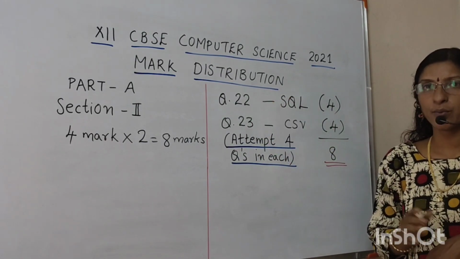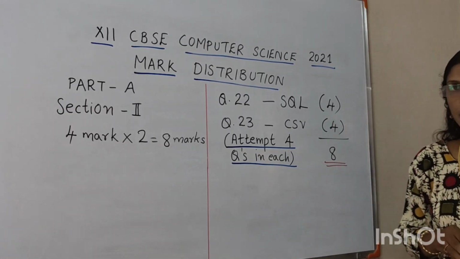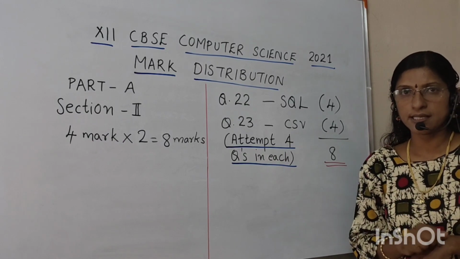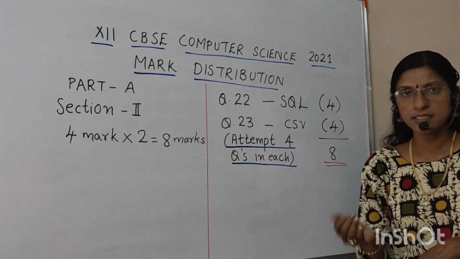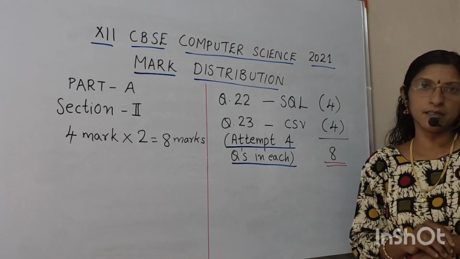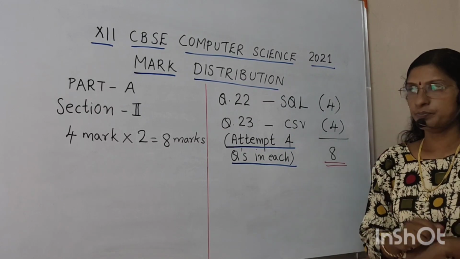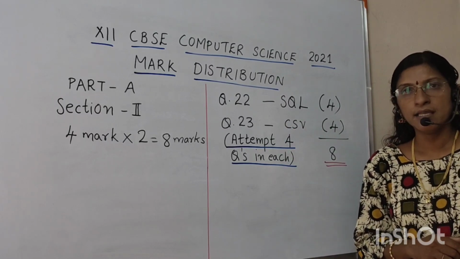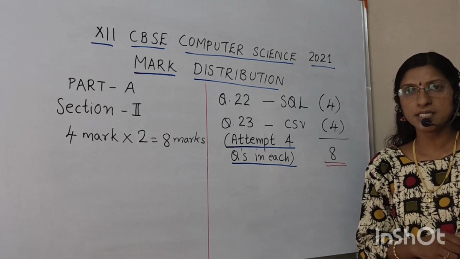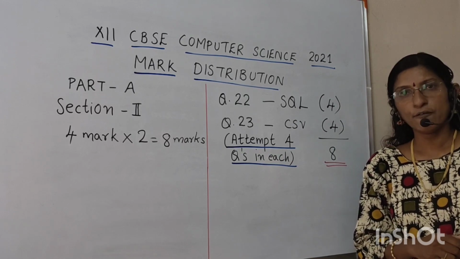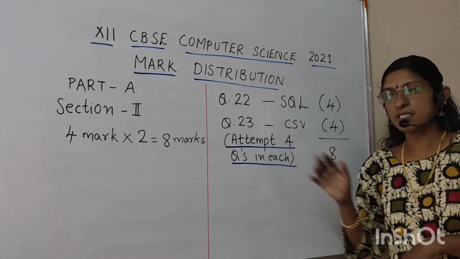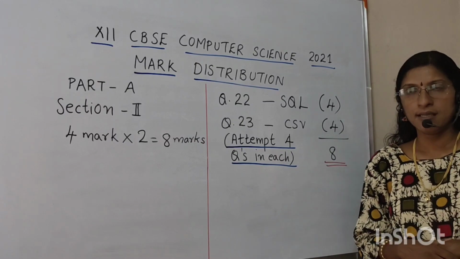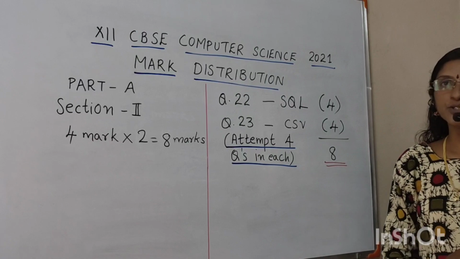In question 22, the question will be from the SQL portion, and we have 5 subdivisions, that is A, B, C, D, E. You have to answer any 4 questions from this part because it is a 4 mark question. Next comes question number 23, which will be from the CSV file. That question also has 5 parts, and we have to answer only 4. So after you answer both questions correctly, you will get 8 marks in this section. Please follow this while you study.